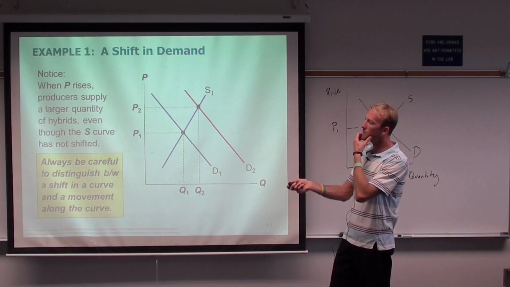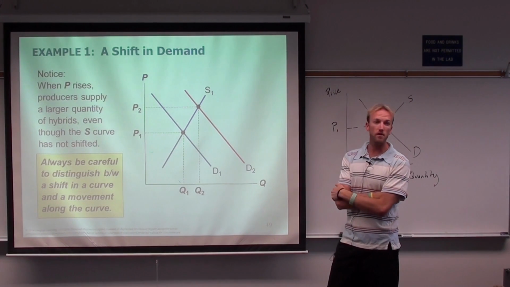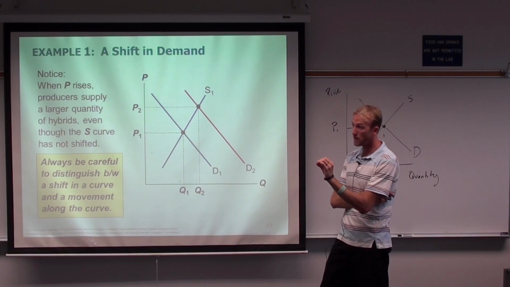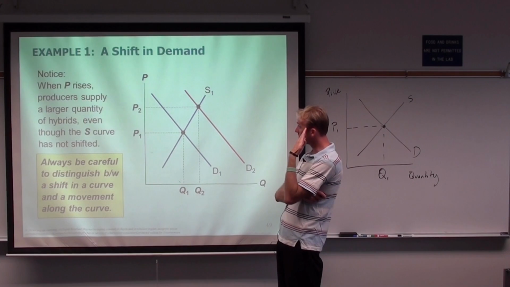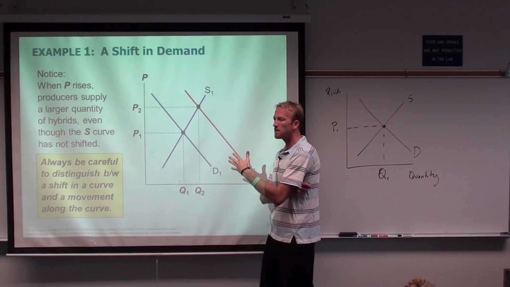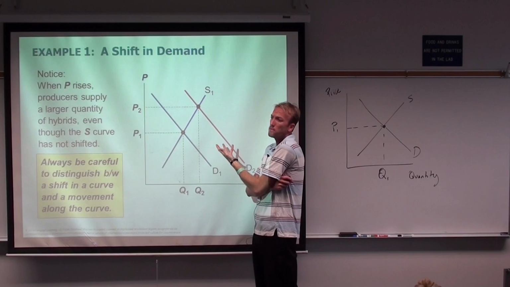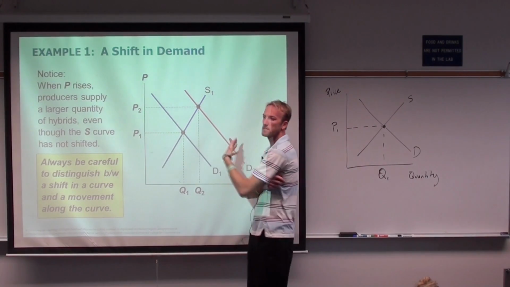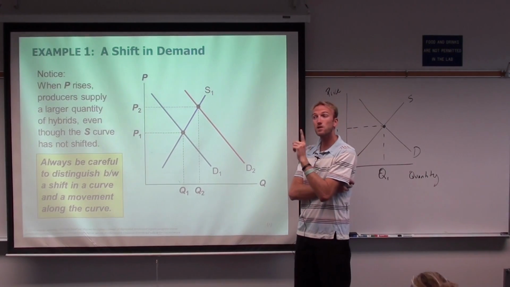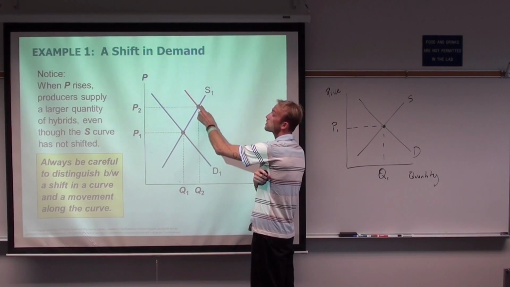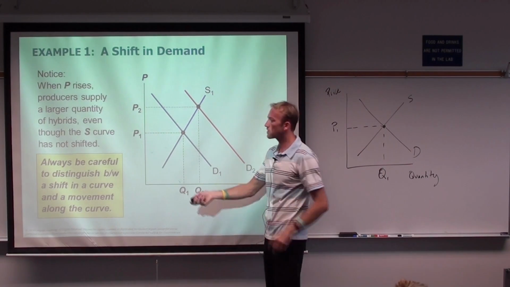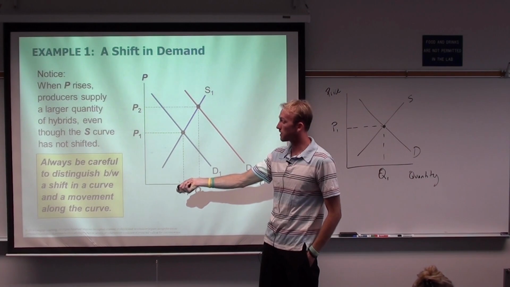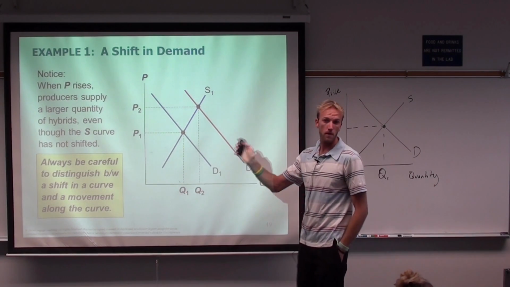Always be careful to distinguish between a shift in a curve and a movement along the curve. My students always accidentally mess this up. I've already said this once, I'll say it again. The thinking, and I can understand it, is: demand went up, so more people got to make more cars to satisfy that demand, so the supply curve must have shifted also. That's not true. What happened is a movement along the supply curve versus a shift in a curve.